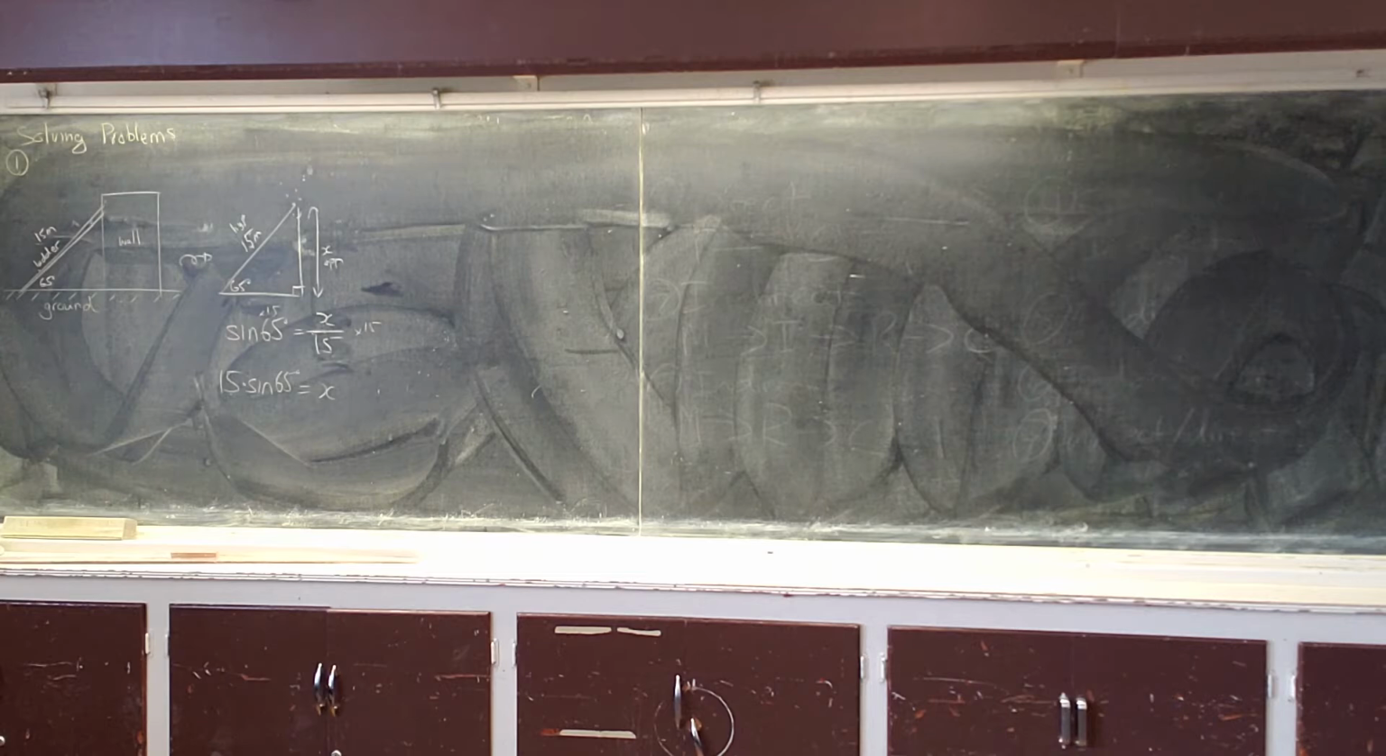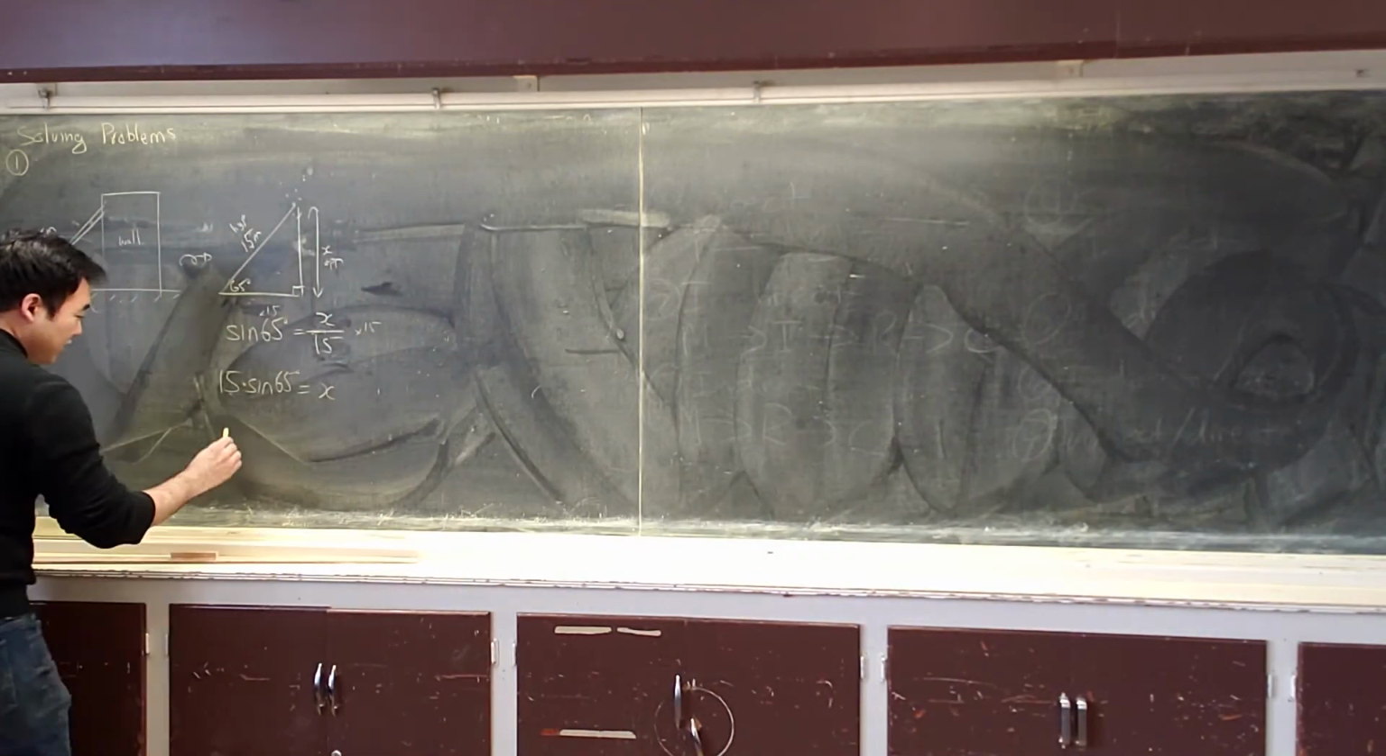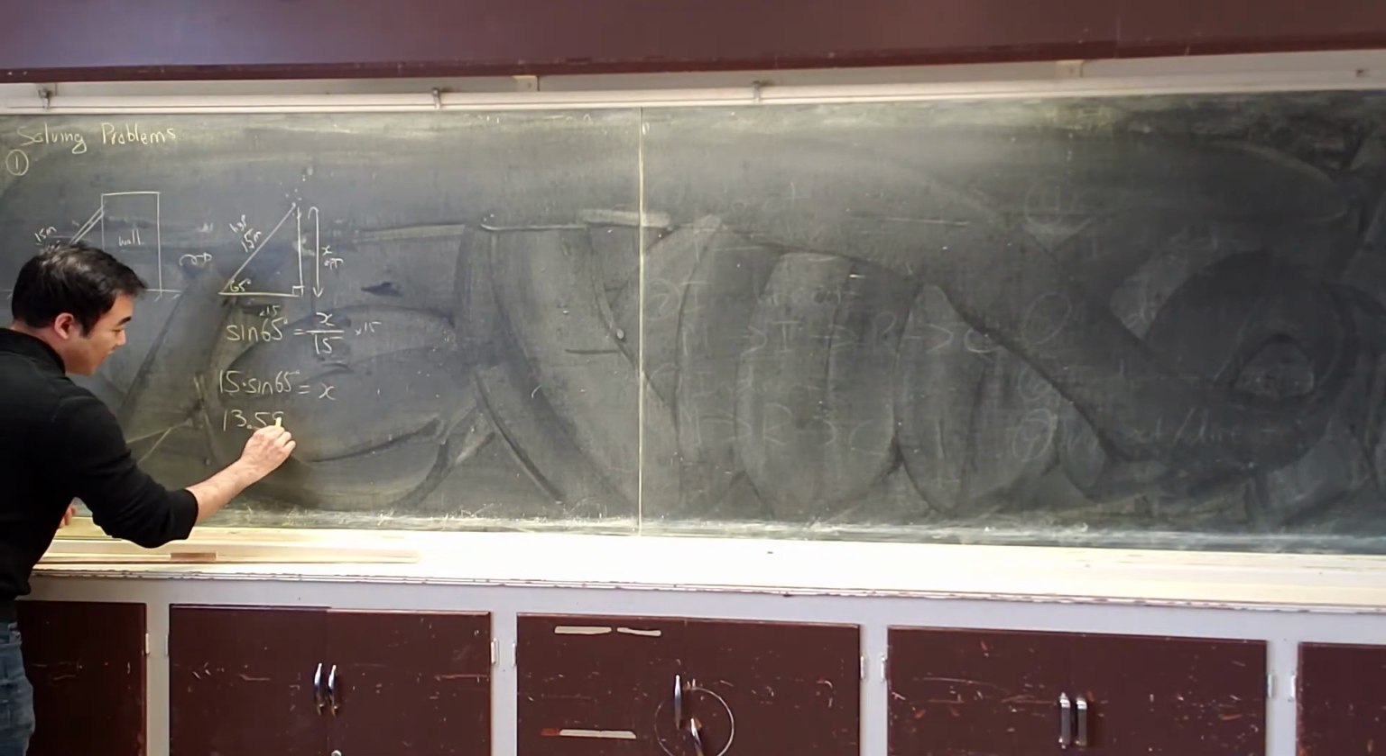Oh, wait. What's the 15 on the other side then? Wait, I'm so confused. I'm so sorry. How did I get the 15 on the other side? Oh, never mind. 13.59. No, I like the harmony. 13.59.